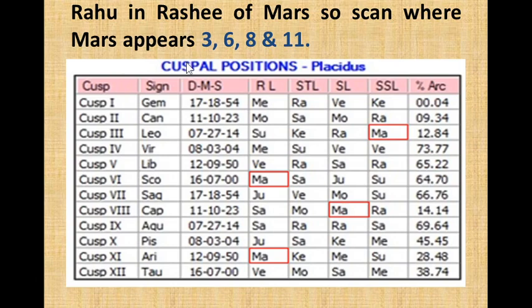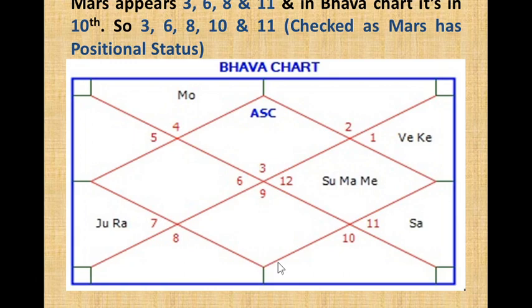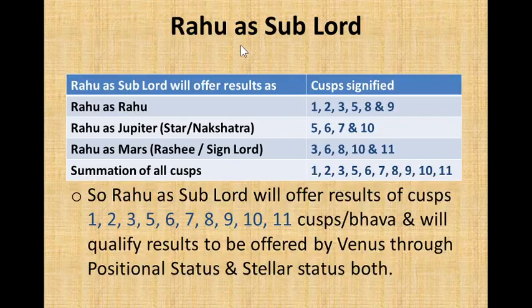Mars appears in 3, 6, 8 and 11. And in the Bhav chart, Mars appears in 10th. We have to check where it appears in Bhav chart for sublord and sub-sublord if it has positional status. Here we saw Jupiter and Mars both have positional status, so that's the reason we are checking the position of Mars and Jupiter in Bhav chart also. So the total cusps where Mars appears will be 3, 6, 8, 10 and 11.